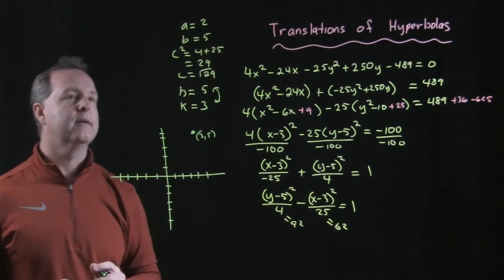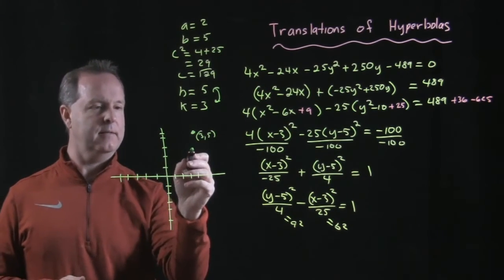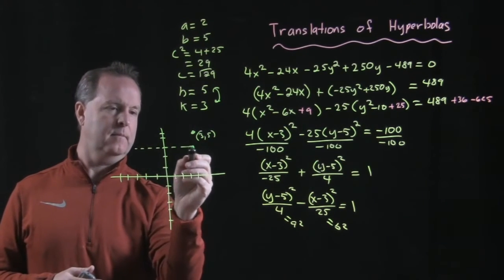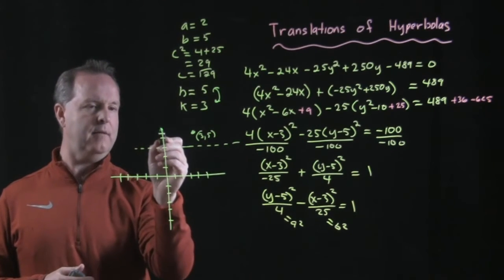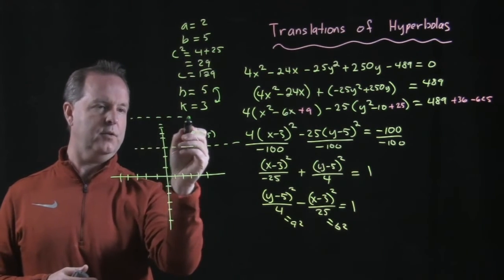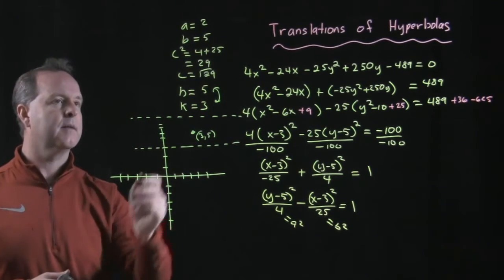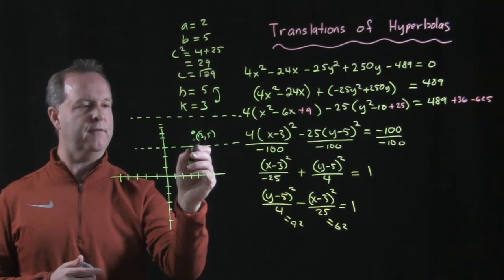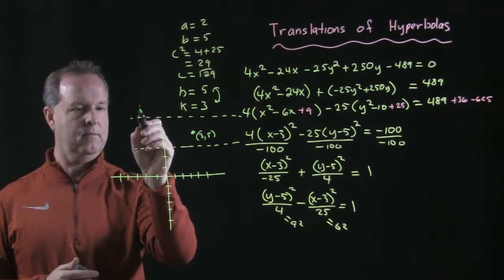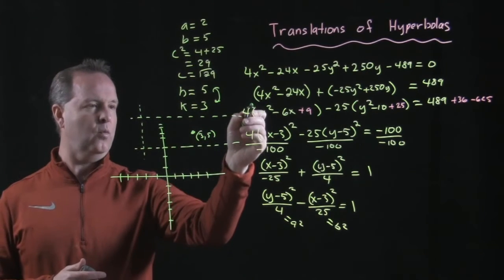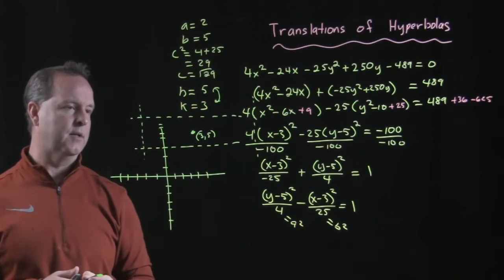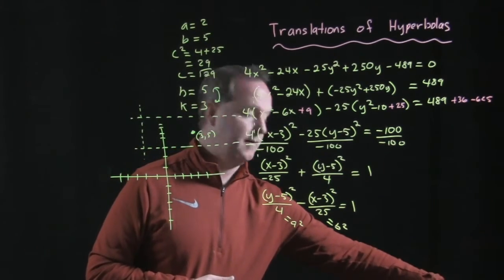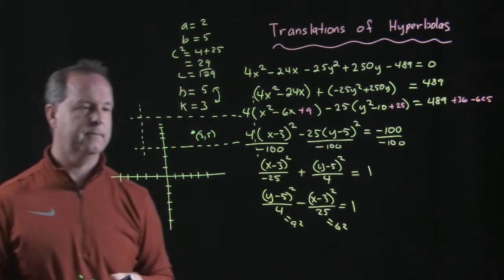My a is 2 units above that, so I can draw a dashed line 2 units above and 2 units below. My b is 5 units to the left and right of that point, so over at negative 2 and over at 8, way over here. I did not draw that in a very good spot, did I? Oh well. And now what we can do is draw our box.